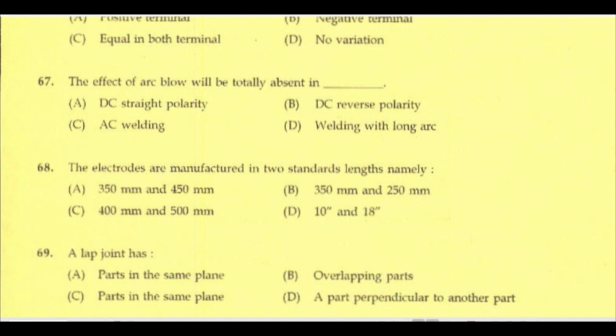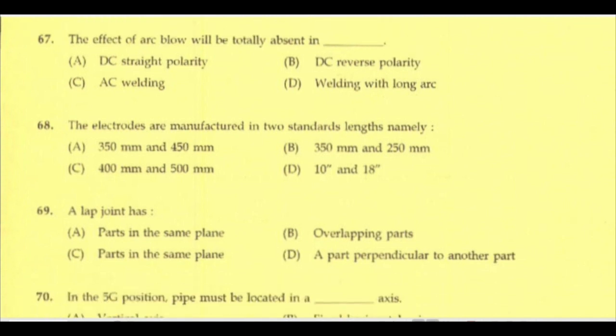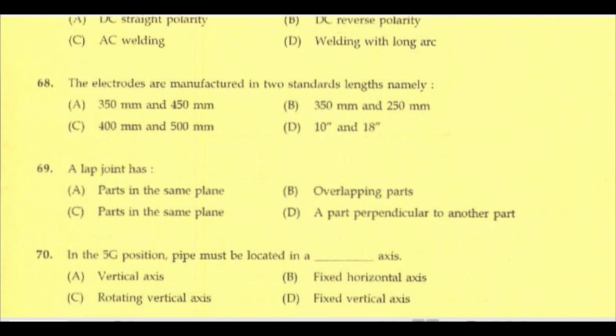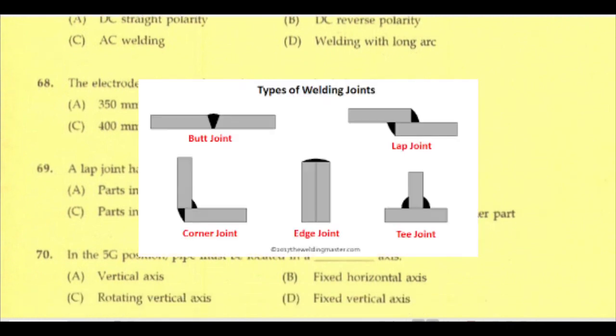The electrodes are manufactured in two standard lengths, mainly 350 millimeter and 450 millimeter. Electrodes standard length is 350 millimeter and 450 millimeter. The lap joint has overlapping parts.